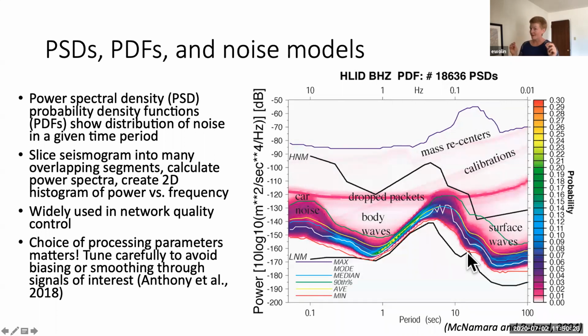If you just want to look at the relative change at one station, you don't necessarily need to do it. But if you want to compare noise levels between stations or between a station and a defined noise model, then yes, you must use metadata.